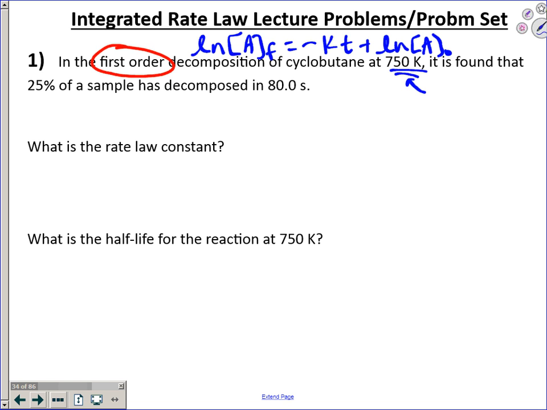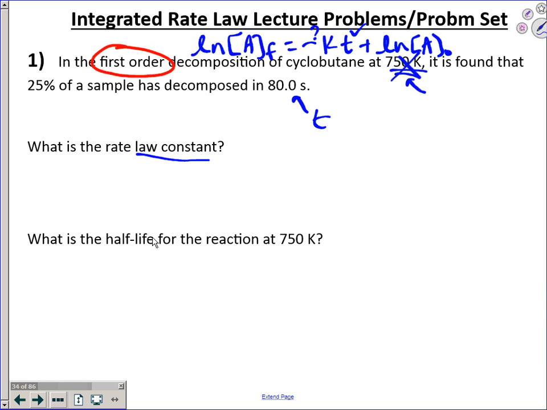Does the temperature matter? No, because it's a conventional way of always saying, here's the temperature of the reaction, and if I ever change the temperature of the reaction, the rate would change, right? But that's just so you know this is the temperature at which it's occurring. So it doesn't matter, okay? It says 25% of sample has decomposed in 80 seconds. What is this? T. So I know t. The question is solve for rate law constant, so the k is my question.